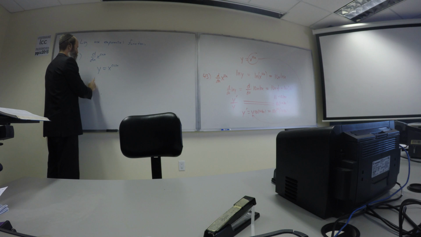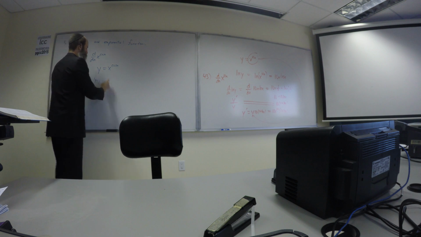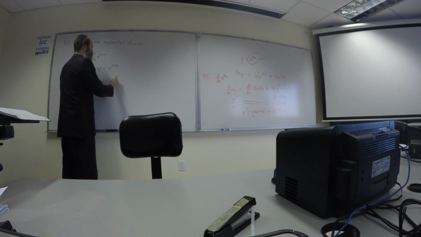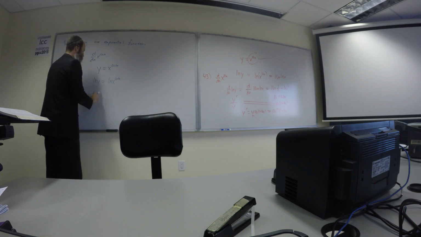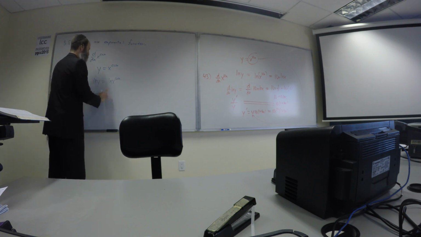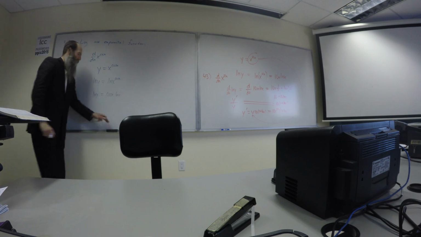You're going to apply natural log to both sides. ln y equals ln x to the cos x. That allows you to pull down the cos x to the front of that expression. So ln y equals cos x times ln x. Okay?